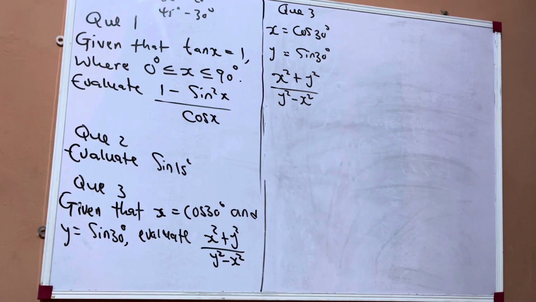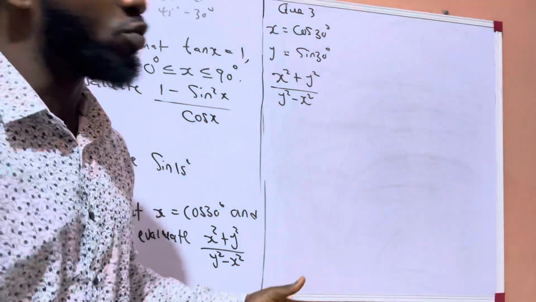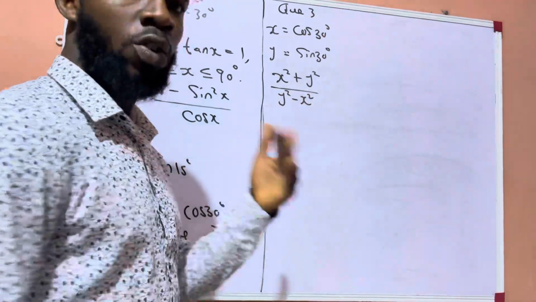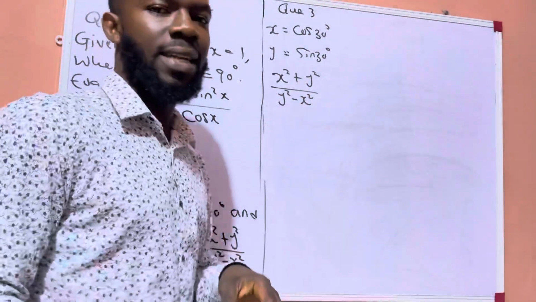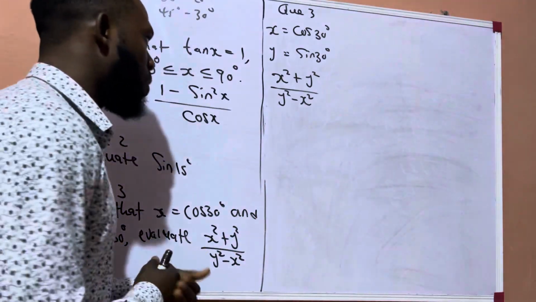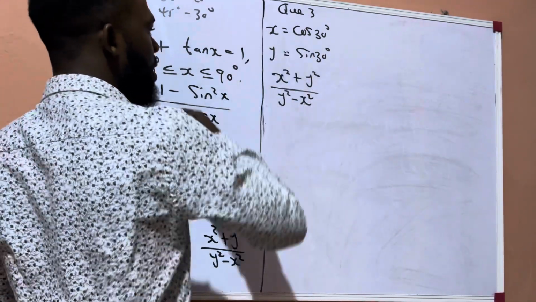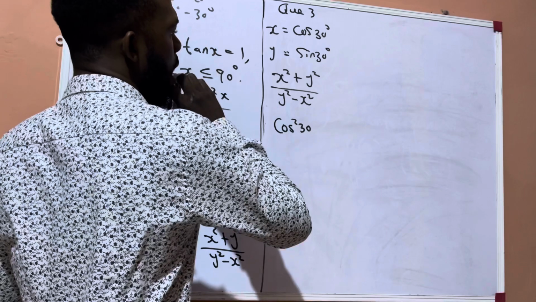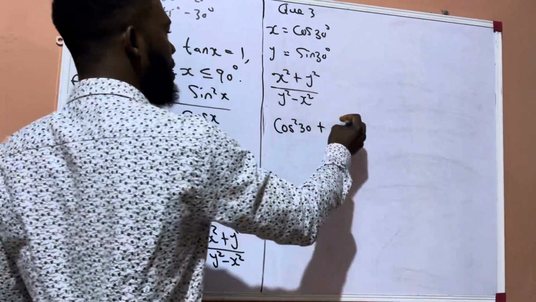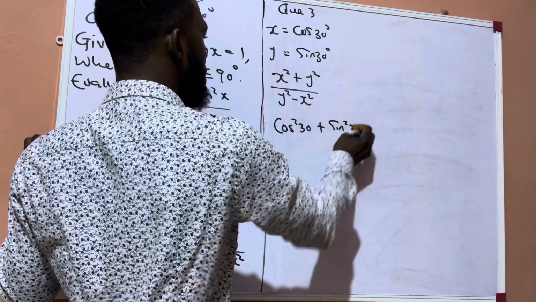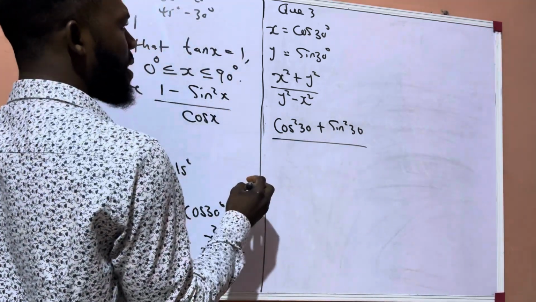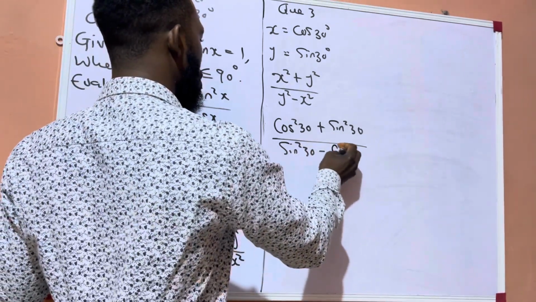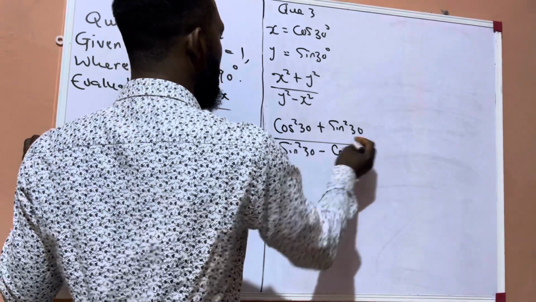Without wasting time, we already know what to do. We were given the angle for x, cos 30, and for y, sine 30. So we are going to substitute cos 30 and sine 30 for x and y in what we are told to evaluate. Now x is cos 30, so here becomes cos squared 30 degrees, plus, now y is sin 30, so I have sine squared 30 degrees, over, also y is sin 30, sine squared 30 degrees minus cos squared 30 degrees.